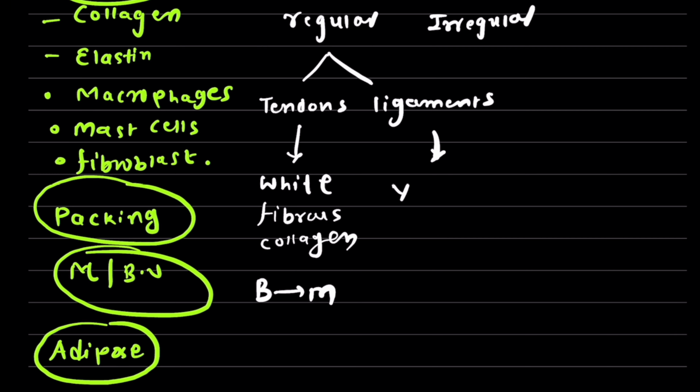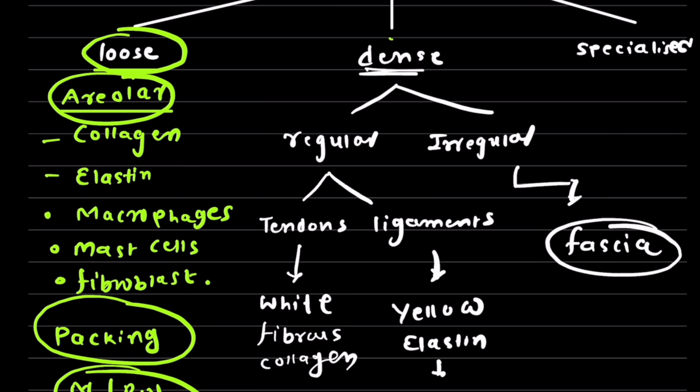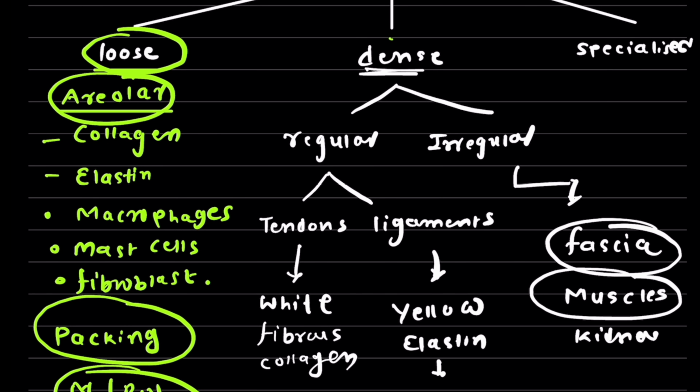Ligament is composed of yellow elastin fiber, attached bone to bone. Dense irregular comprises an irregular network. It is arranged in an irregular network like fibers. It forms fascia. You heard the word fascia. It is found surrounding muscles and kidney as well, etc.